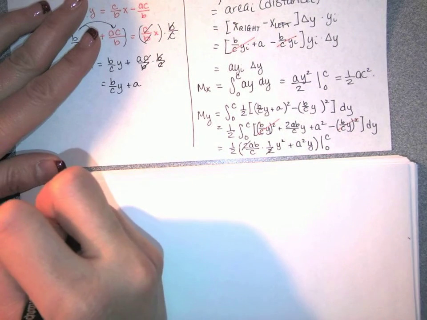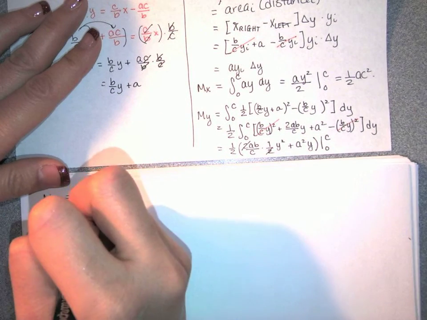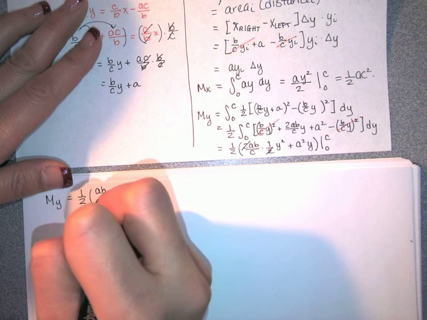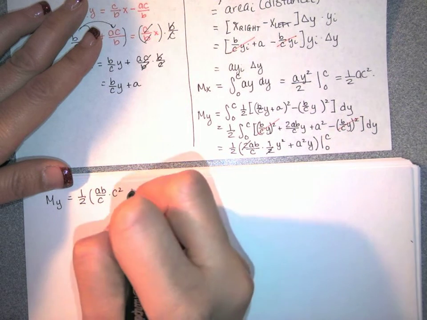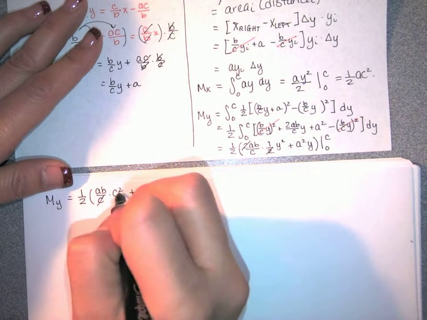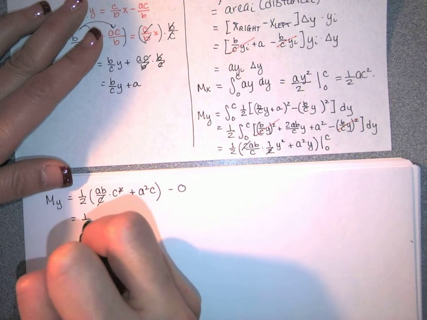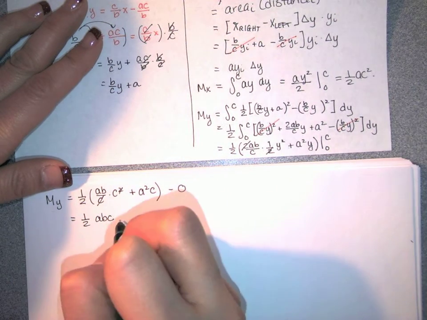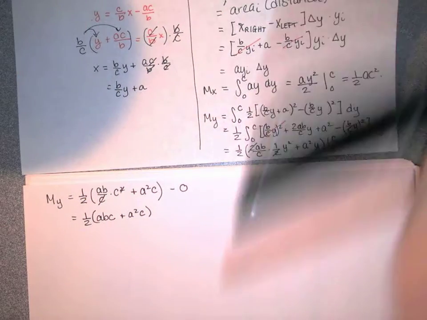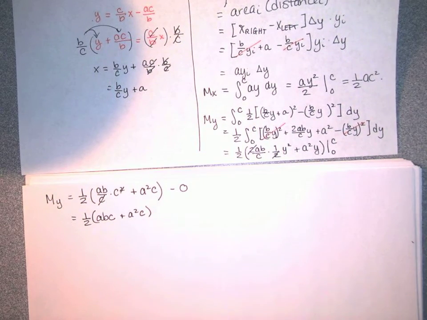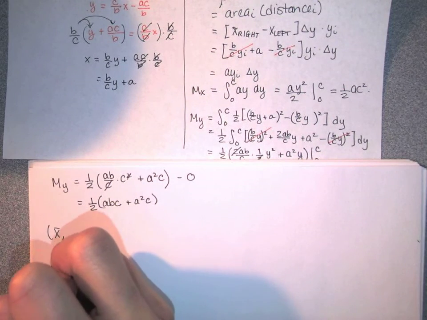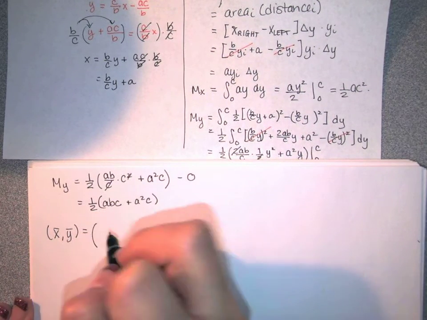Alright, so the moment about the y-axis is this. We've got 1/2 ab over c times c squared plus a squared times c, and when we substitute 0, we just get 0. So one of those c's is going to reduce, and we just get 1/2 abc plus a squared c. Okay, so I've got moment about the x-axis and moment about the y-axis, and I've got the mass. So I can put all those together to find my center of mass.